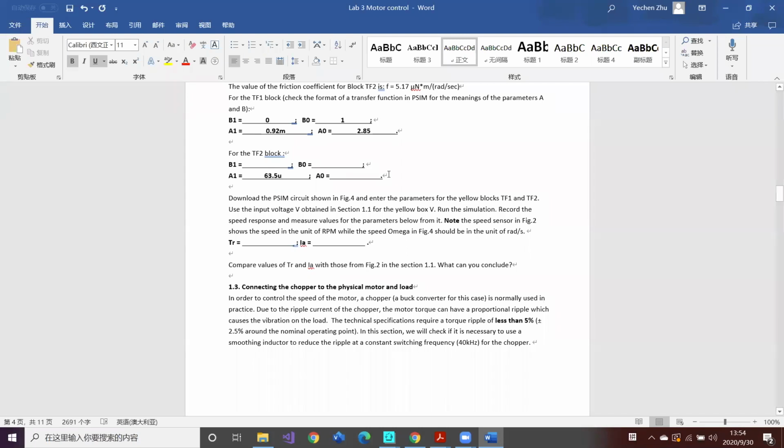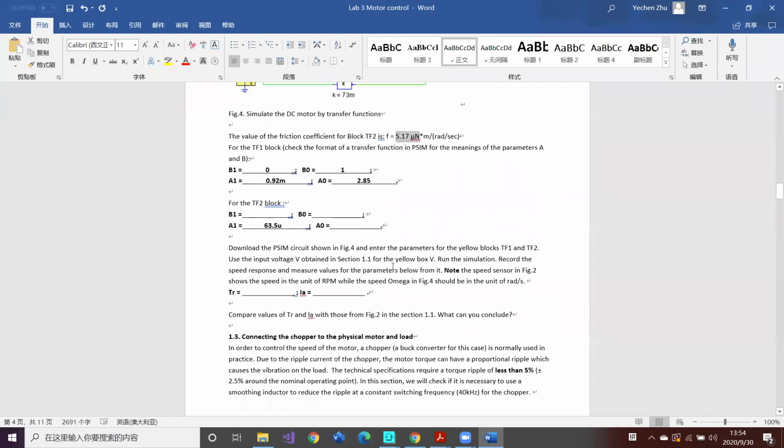63.5 milli, and our friction is given here, so it's 5.17. And again, we don't have a second order term, so that is 0, and this is 1. So do the same thing for your second block of transfer function, and you will finish your mathematical model building.